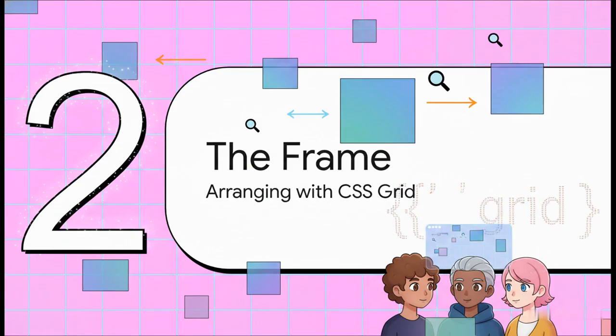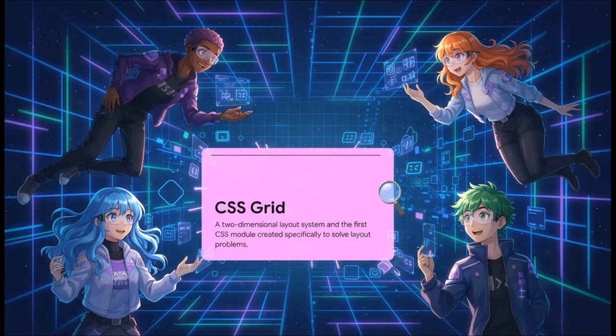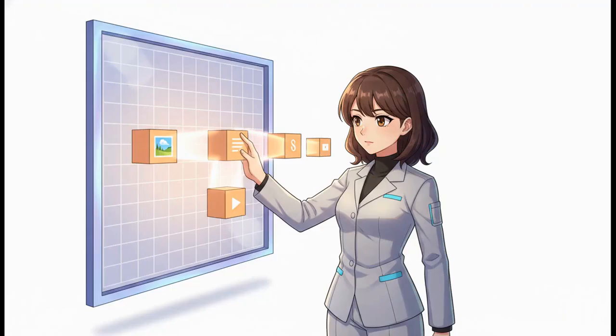How do we arrange them on the page without creating a mess? Well, let's talk about the frame we put them in. CSS grid. Seriously, forget floats, forget clears, forget all those old painful hacks. CSS grid was designed from the ground up to solve layout problems. It's a true two-dimensional system, meaning it handles both rows and columns at the same time. It's powerful. The whole concept is actually pretty simple.